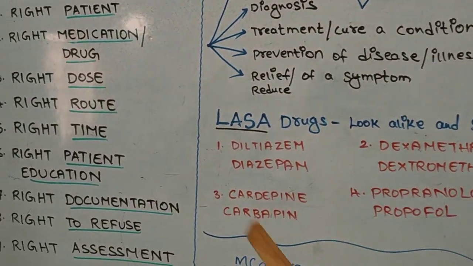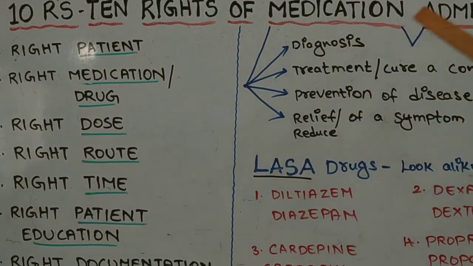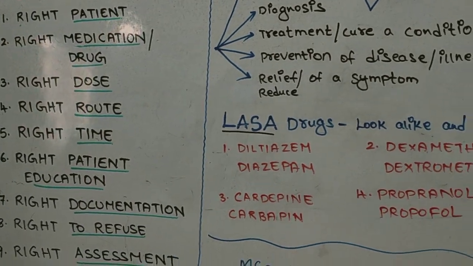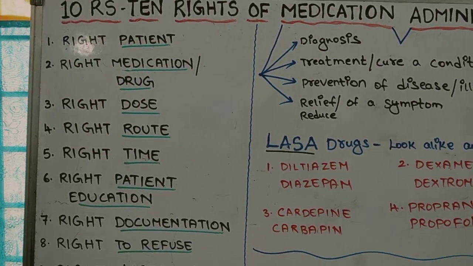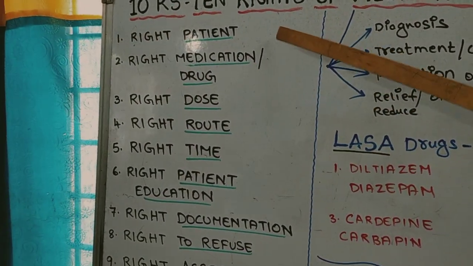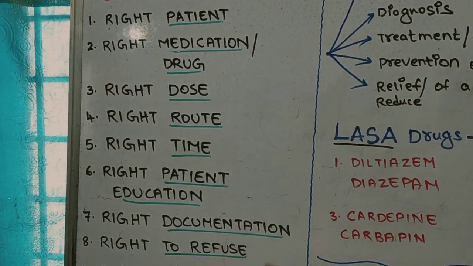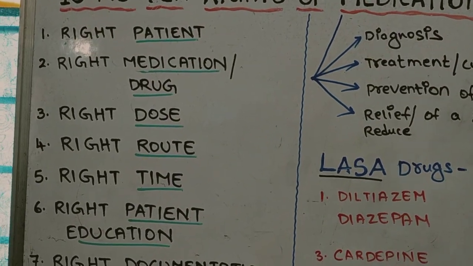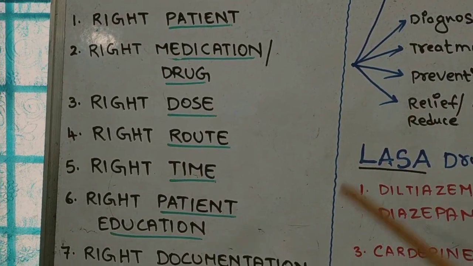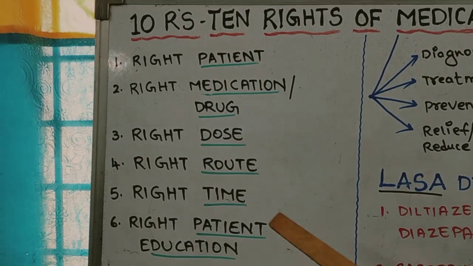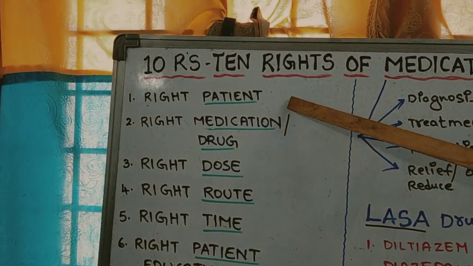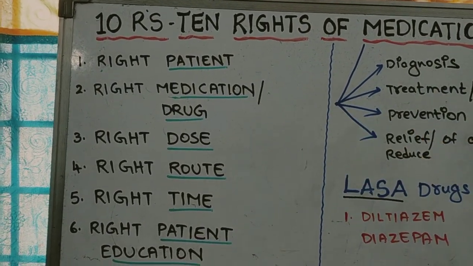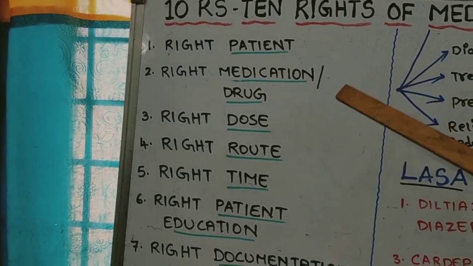And here come the 10 R's, or the 10 rights of medication administration, which must be followed by all nurses to ensure safe administration of medication. These 10 rights not only protect the patient from medication error harm, but also protect the interest of the patient as well as the nurse administering it. Initially there were 5 rights. Later on the experts expanded it to 10 R's. So let's see what the 10 R's are.